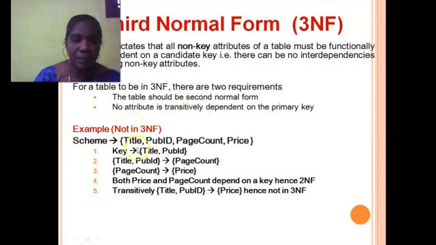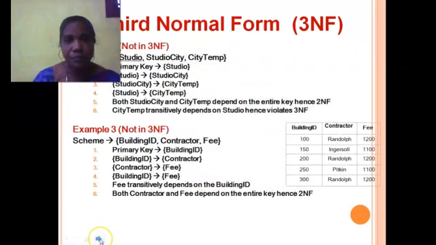For example, take this table. It is not in 3NF. Title and publication ID are the key. The page count is functionally dependent on the title and publication ID. Then both price and page count depend on the key. Hence, it is in second normal form. But transitively, title and publication ID determine price, hence it is not in 3NF. That means no attribute should be transitively dependent. So we decompose the table.